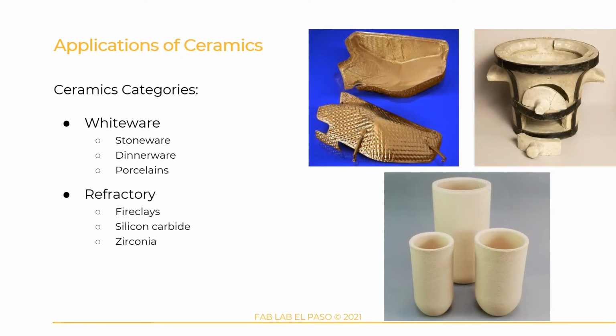Refractory ceramics include ceramics that can withstand incredibly high temperatures. These are made of substances like silicon carbide or zirconia. Some examples of refractory ceramic applications include heat shields used in the aerospace industry, ceramic crucibles used to melt metals or other ceramics, as well as fire clay kilns or furnaces.